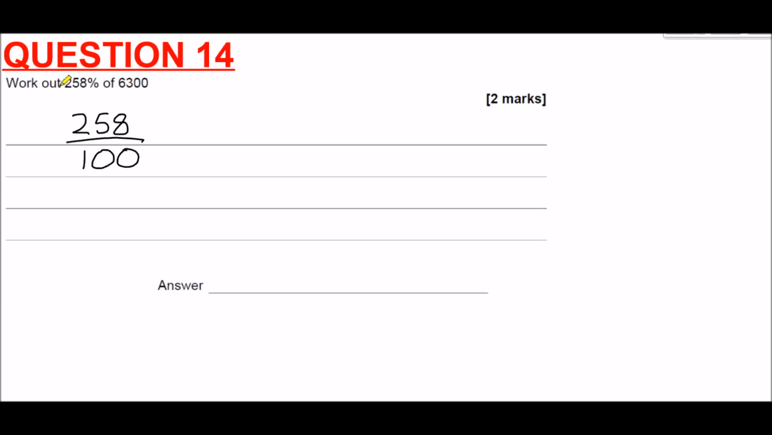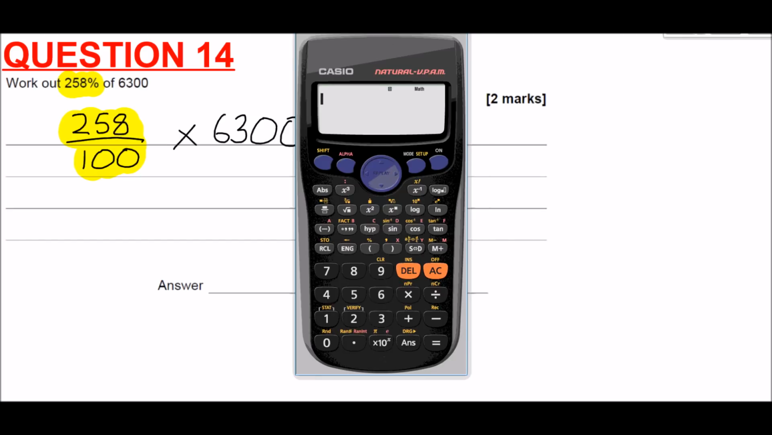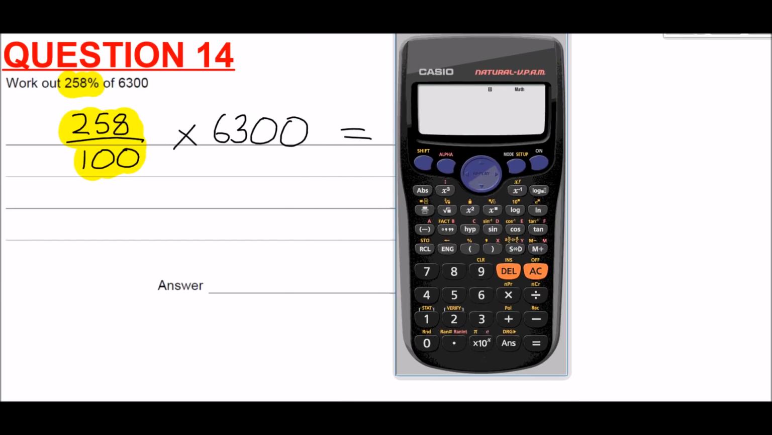That's fine, as long as we agree in a second on what the final answers should be, and as long as you understand it, of course. So that's 258% of 6,300. And so what we can do now is just bash these numbers into our calculator, or if you want to be nice to your calculator, you can gently type them in. 258 out of 100 multiplied by 6,300.